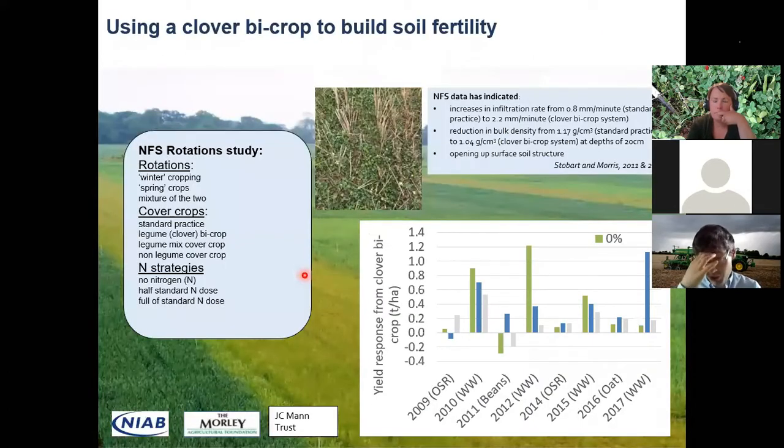In terms of the living mulches or using clover as a bycrop, we have another study with quite a complex approach, using different rotations with a range of cover cropping approaches. But for today, I'll just focus on the bycrop with the clover. We then apply different nitrogen strategies: 0 nitrogen, 50% of the standard nitrogen applied to the given crop, and 100% of the nitrogen applied for that crop. Over the period, we've been monitoring assessments, including water infiltration and bulk density.